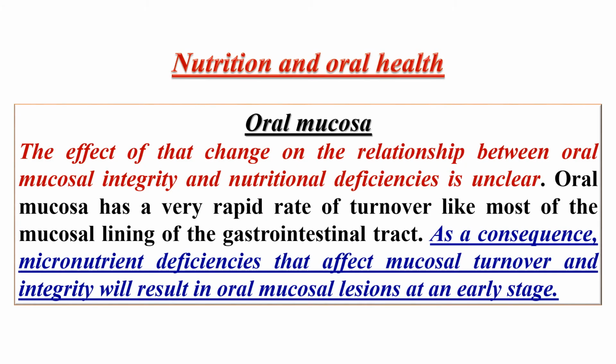Nutrition and oral health. Oral mucosa. The effect of that change on the relationship between oral mucosa, mucosal integrity, and nutritional deficiencies is unclear. Oral mucosa has a very rapid rate of turnover, like most of the mucosal lining of the gastrointestinal tract. As a consequence, micronutrient deficiencies that affect mucosal turnover and integrity will result in oral mucosal lesions at an early stage.